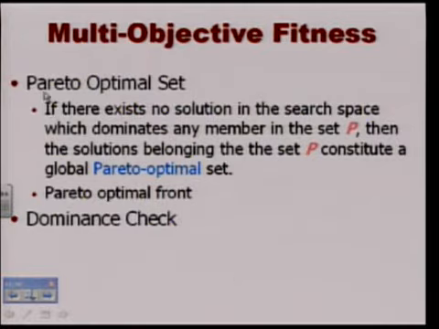So you can say there's a so-called Pareto optimal set, and that's about the collection of points where there's no solution in this search space that can dominate any member of this set. Then this set is considered Pareto optimal, or some people call this the Pareto optimal front. When you have two objectives, this front is usually just a curve indicating the trade-off between one objective with respect to another.